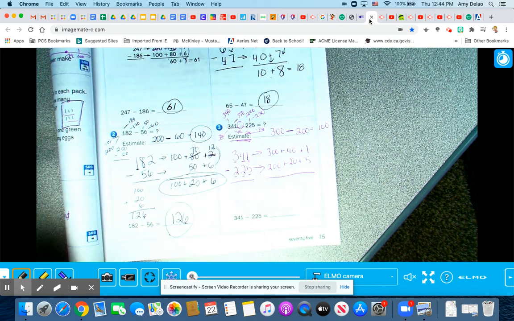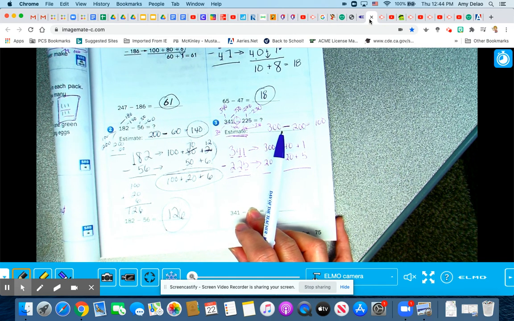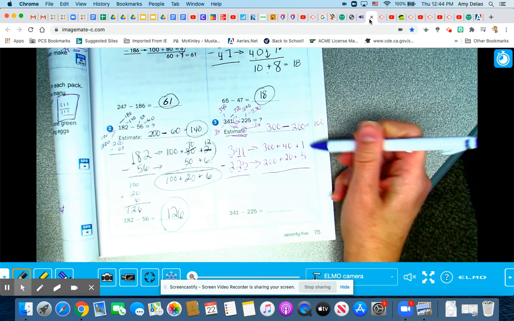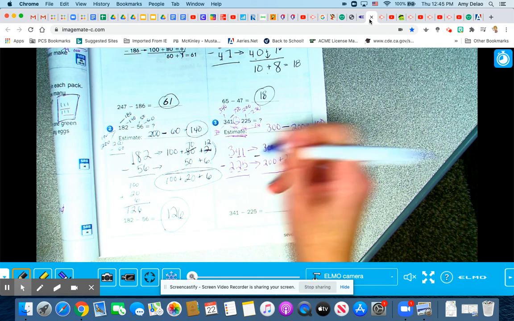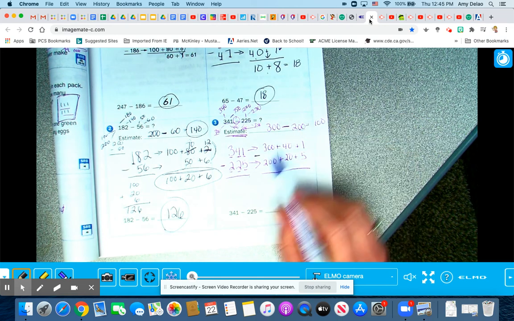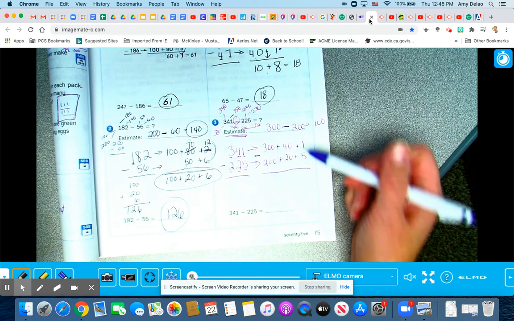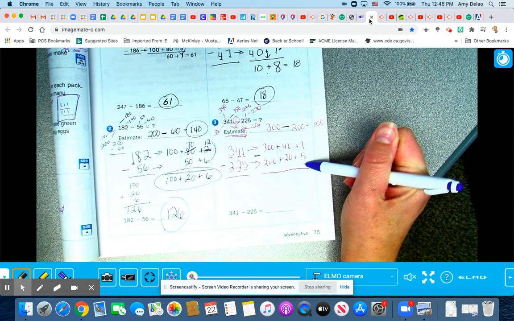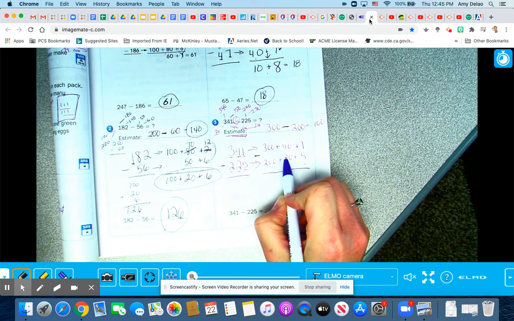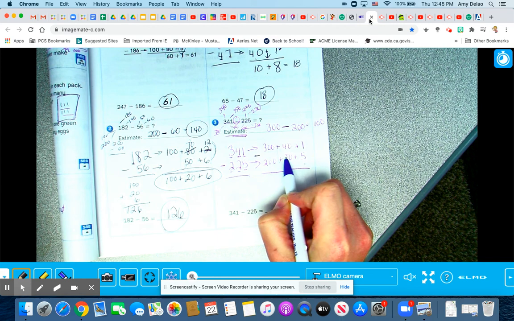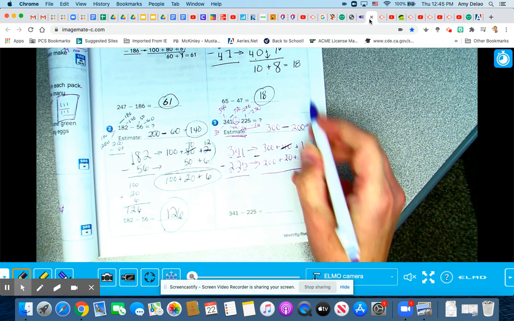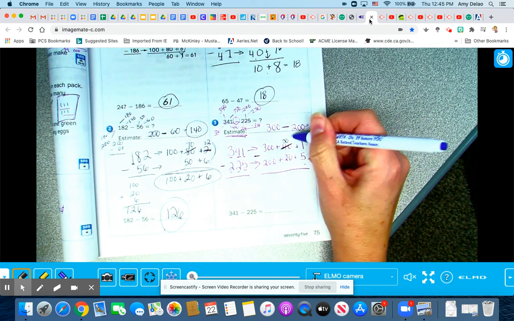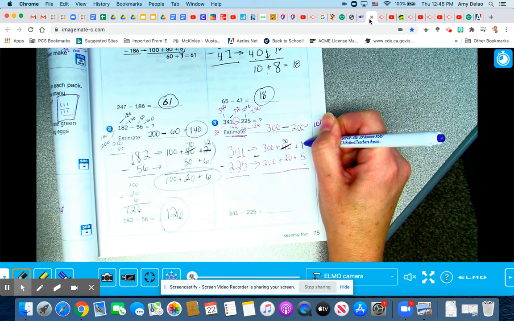Okay, now we're going to look at this and see if we need to make any trades. So we're going to trade from the other place. So 1 minus 5, I can't do that. Okay, don't forget we're subtracting. These plus signs are just for the expanded. Okay, 1 minus 5, I can't do that. So I'm going to go over to the tens and I'm going to borrow a 10 and they have to let me. Okay, so I'm going to take a 10. So if I take 10 from 40, that becomes 30. I'm going to give a 10 to the 1.